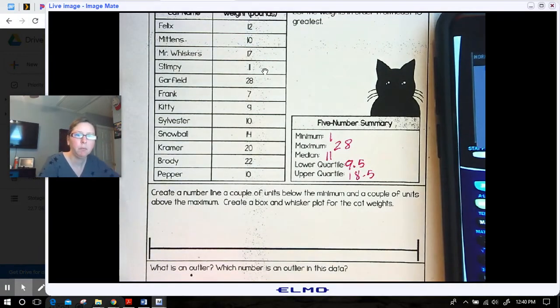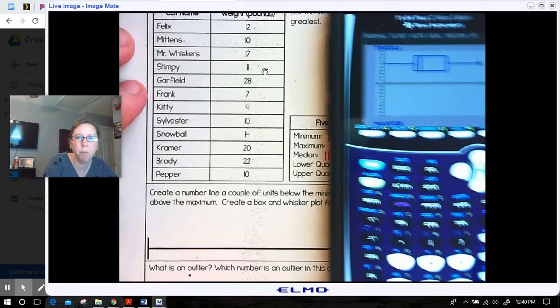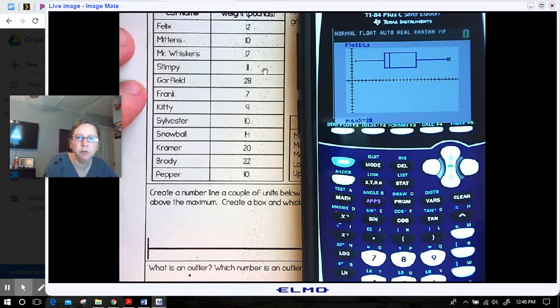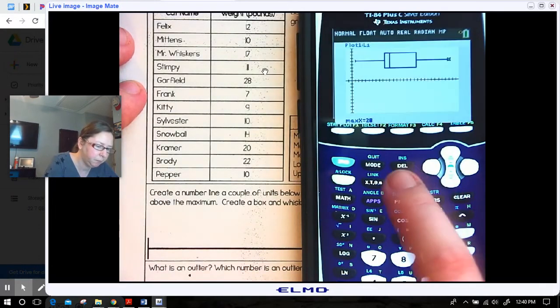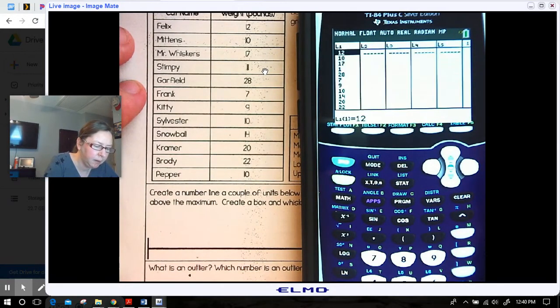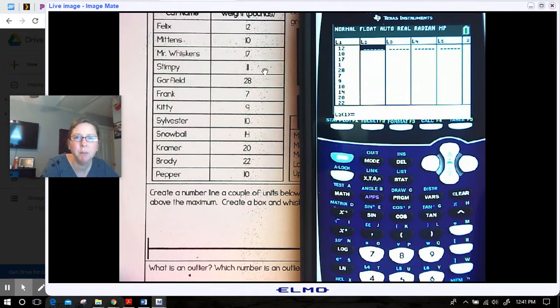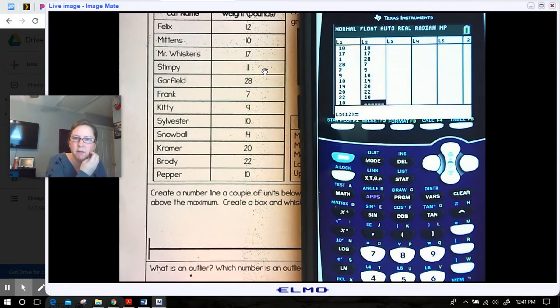Okay. So here's what I'm going to do in my calculator now. I am going to go back to stat, edit, and I'm going to go over to L2, and I am going to retype all this data, but I'm going to leave out the number 1. Now I've got a second data set.